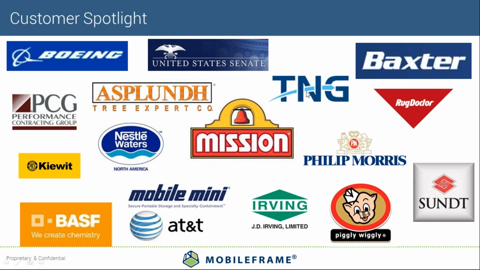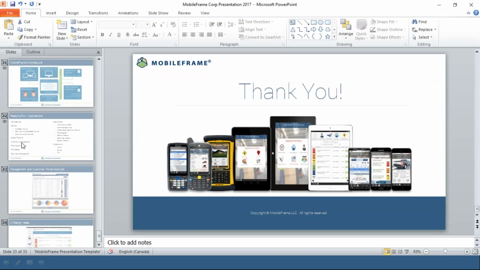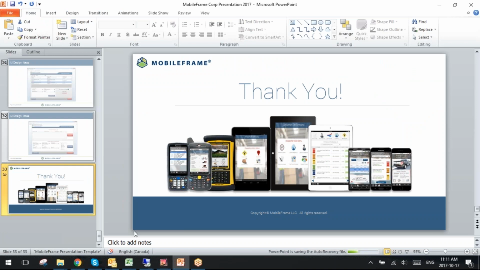TNG's probably one of the biggest magazine distributors, and Mission Foods is a tortilla distributor, a huge 4,000 route distributor out west, and things like that. So you can see some different types of customers and different verticals that we deal with. We're not really pigeonholed into one area, but give you a lot of flexibility in terms of what you can do. So that makes sense.